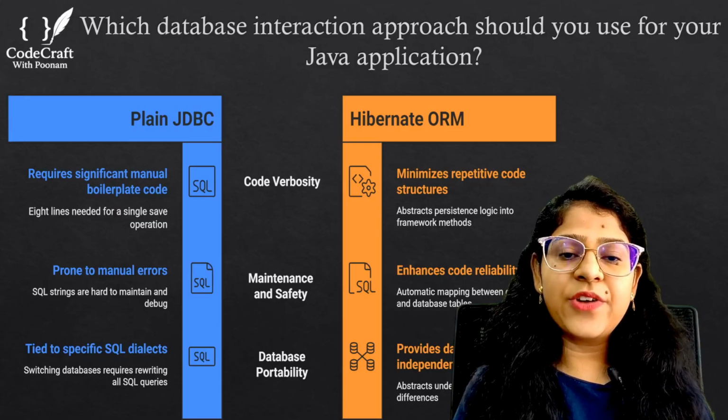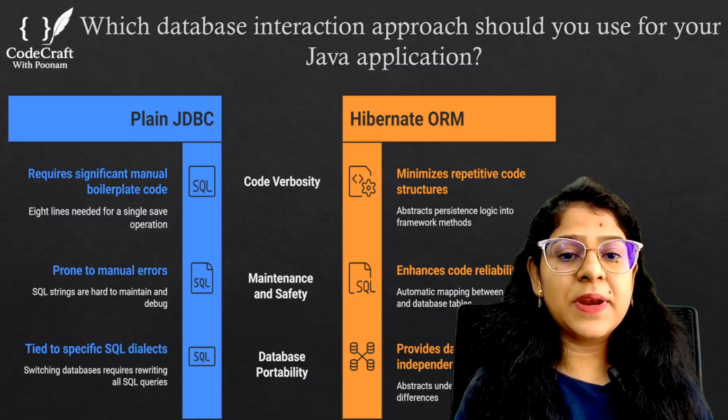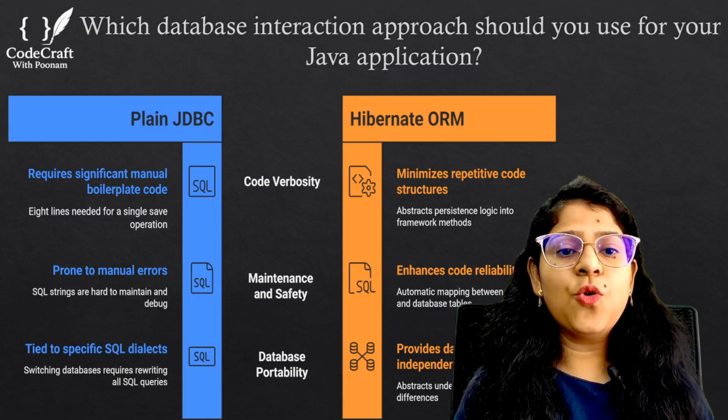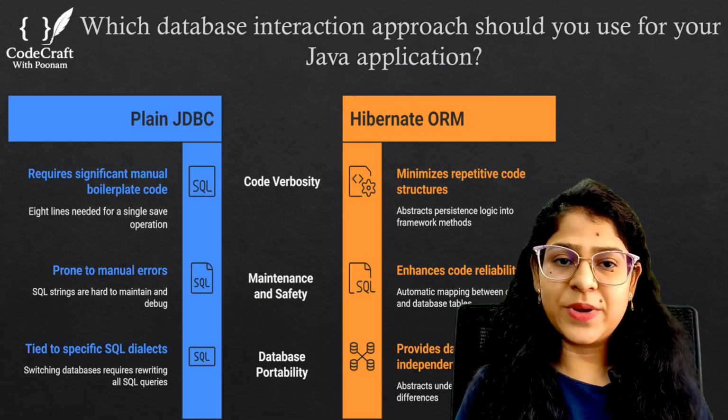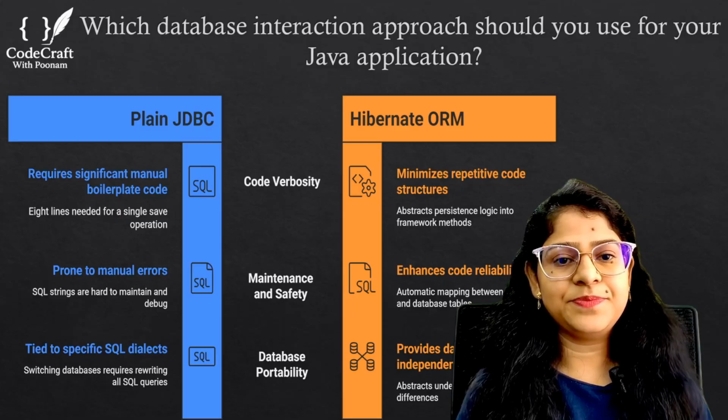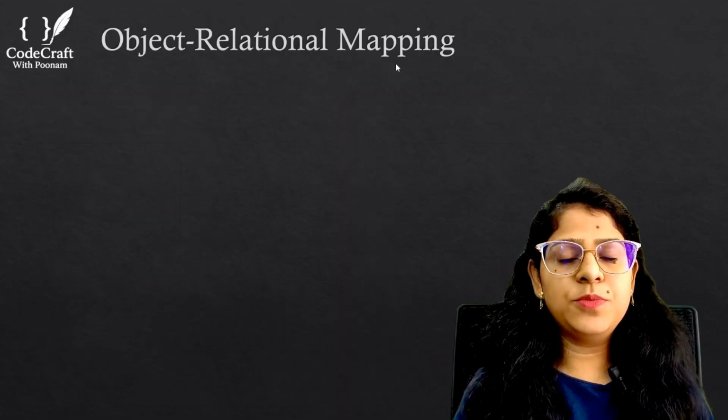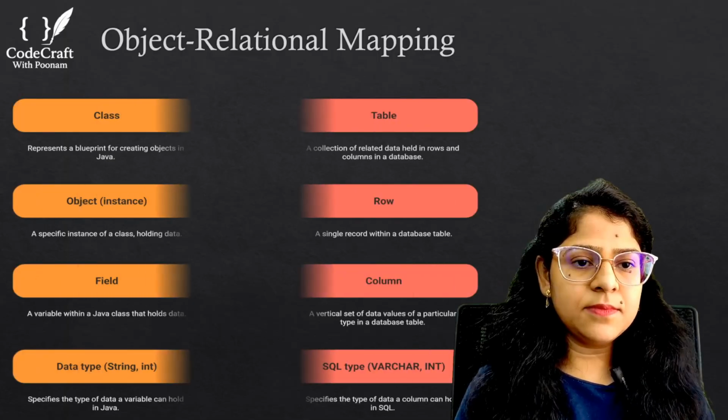So instead of writing SQL, you work with plain Java objects. The ORM tool translates your Java operations into SQL automatically. Got it? So now coming to object relational mapping.